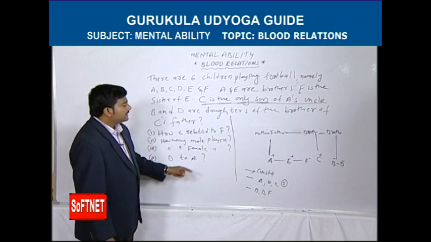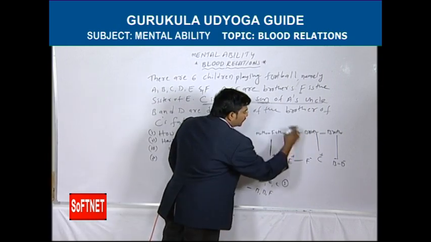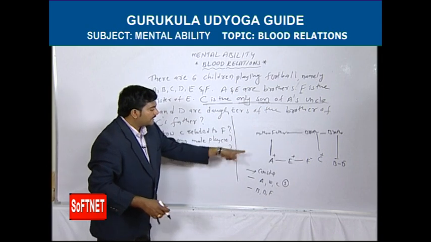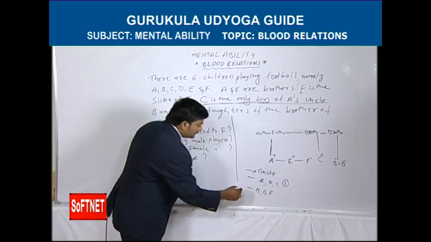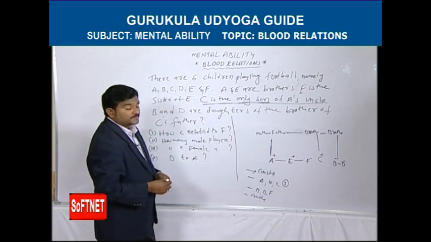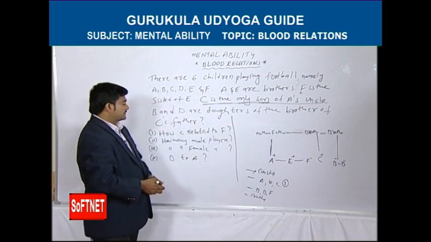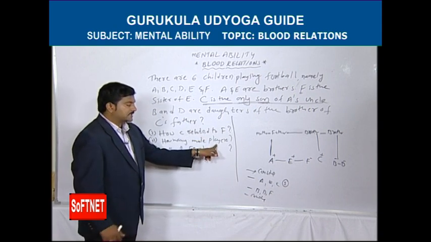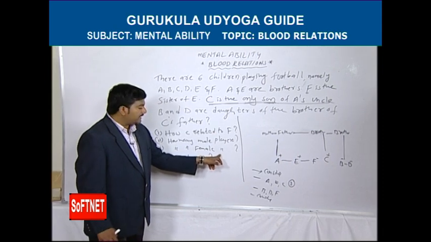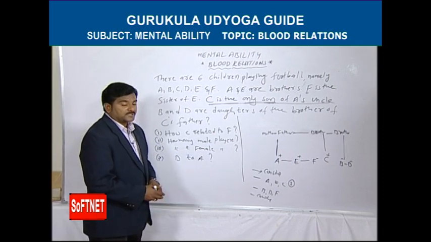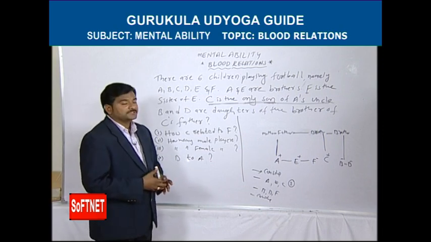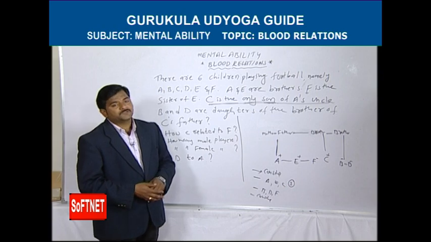And finally, D to A. See, D to A and C to F are both the same. C to F is cousin, and D to A also we can say cousin. So the first answer is cousin, the second is 3 male, the third is 3 female, and finally the fourth answer is again cousin. These are some concepts we have seen in the blood relations part.